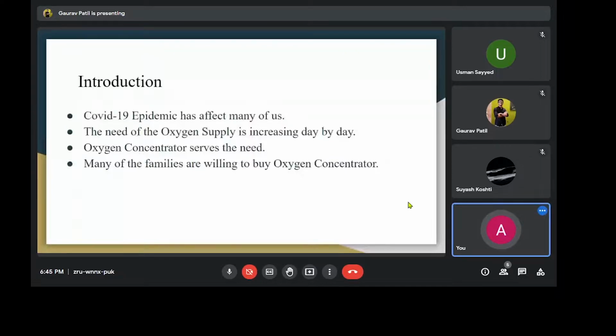Not only this, many families during the pandemic needed oxygen supplies in large amounts at less cost, but oxygen cylinders then were costly and also not available in large amounts. Hence, the oxygen concentrator eliminates the need for oxygen cylinders, which are costlier than oxygen concentrators.